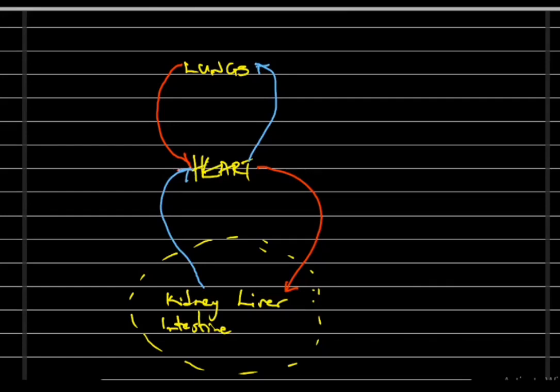Now when we look at it here, all vessels taking blood away from the heart are called arteries. So all these ones here, they are arteries. Vessels that take blood away from the heart to organs of the body are called arteries. And the ones that take blood back to the heart are called veins.